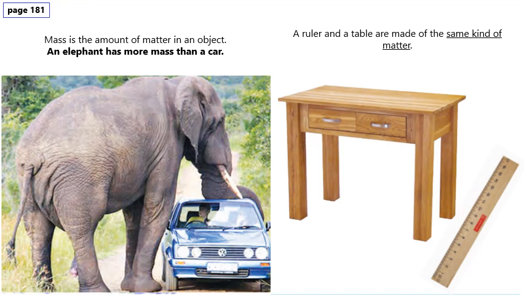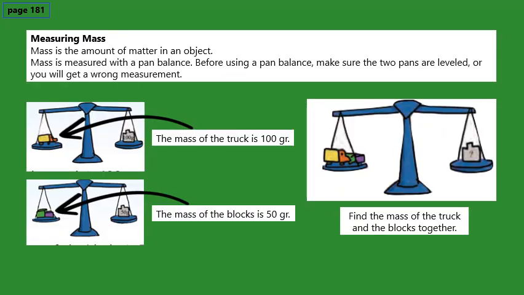No, excellent job. The table is much heavier than a ruler. They are both made of wood, that's right, but the table has much more wood in it than the ruler. So the table has more mass than the ruler, and the ruler has less mass than the table. The mass is the amount of matter that a thing contains, right? And the units of measuring mass are kilograms and grams.